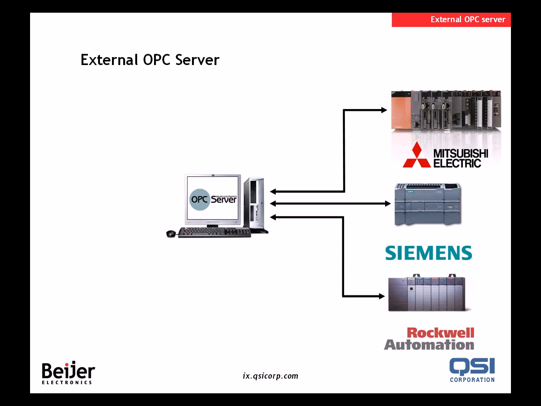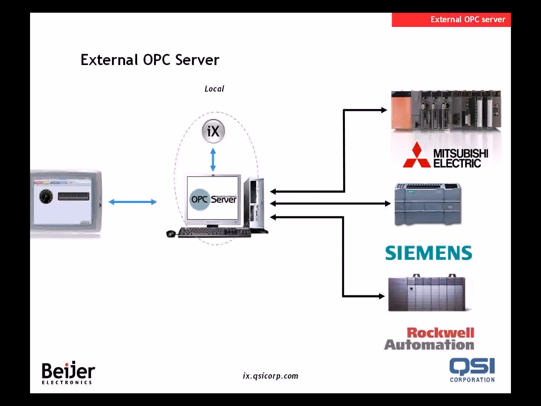So you have 3 different PLCs, all communicating to a central PC running an OPC server. And then what you can do is, on the same computer, you can have an IX runtime, a PC application running, and take part in that communication. And this is what I will show today.